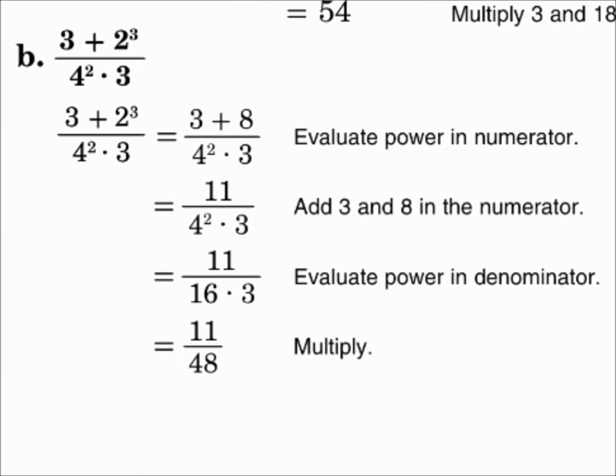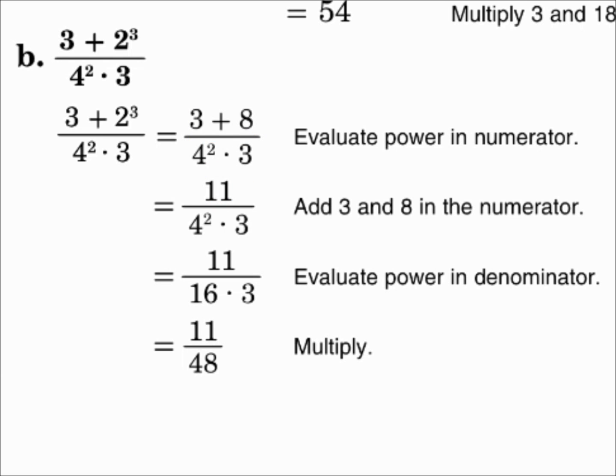For example, 2b, let's evaluate this. Are there any parentheses or other grouping symbols? And yes, there are. We have that fraction bar. So when you have a fraction bar, you can evaluate the numerator and denominator separately. In the numerator, 3 plus 2 cubed, do 2 cubed first because that's an exponent which comes before addition, and that gives you 8. In the numerator you now have 3 plus 8, which becomes 11.